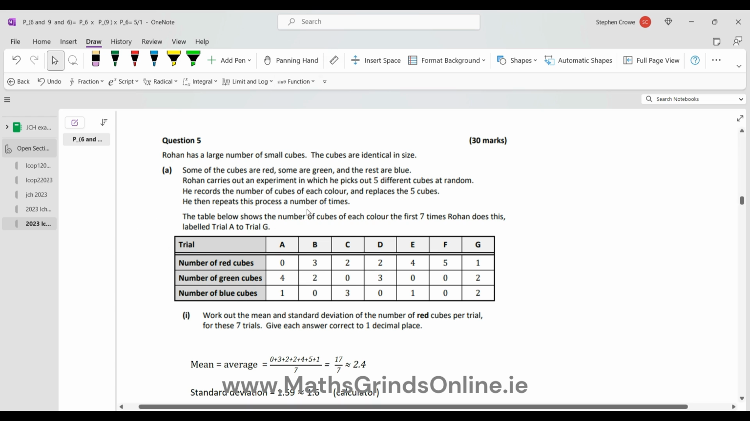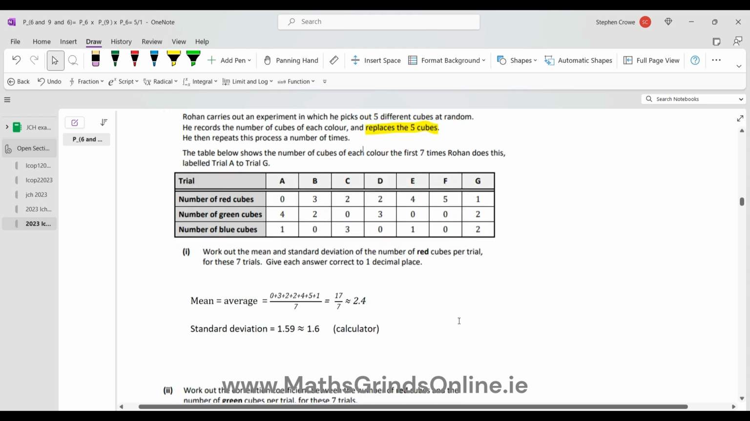Rowan carries out an experiment in which he picks out 5 different cubes at random. He records the numbers of each color and replaces the cubes. That is important. He then repeats this process a number of times. Why I'm highlighting that is there's always the same amount of cubes wherever he's picking them out of in the experiment. So here are our results given to us here.